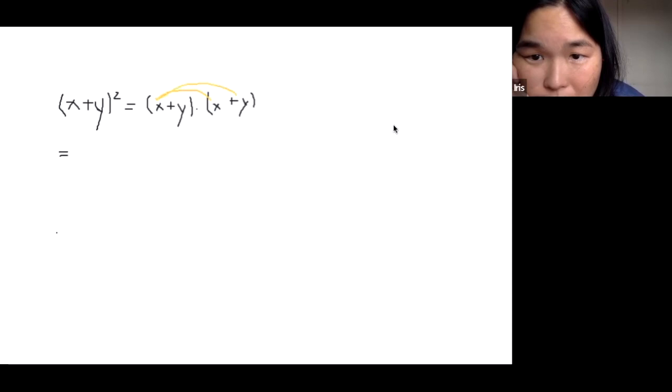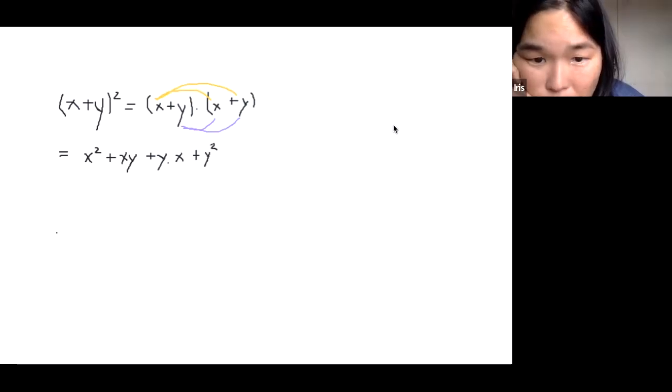I'm going to get x times x is x squared. Is everybody okay with that? The first one. And then x times y is going to be xy. So I did the first part. Now I have to do the second part, where the y multiplies this side too. So I get plus yx, y times x, plus y times y, which is y squared. Are we good?